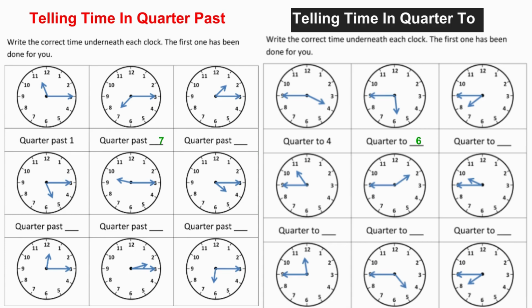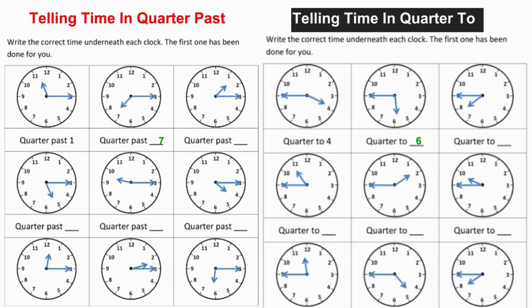Let's tell the time in quarter past. When your short hand is leaving 11, not exactly on 11 but just 2 or 3 minutes after your 11, and your long hand that reads minutes is on 3, we say the time is quarter past 11. And when your short hand that reads hour is almost leaving 7 and your long hand is on 3, that is quarter past 7.